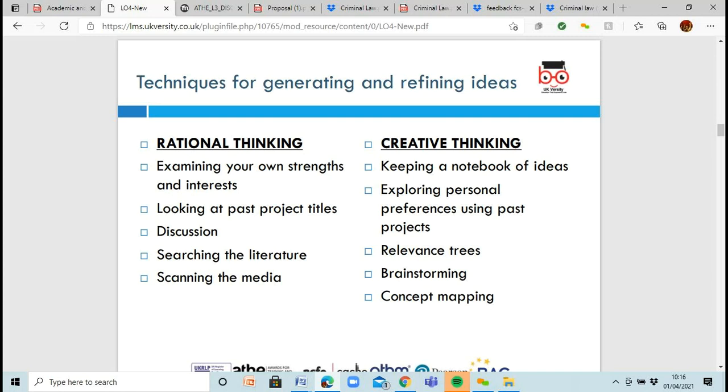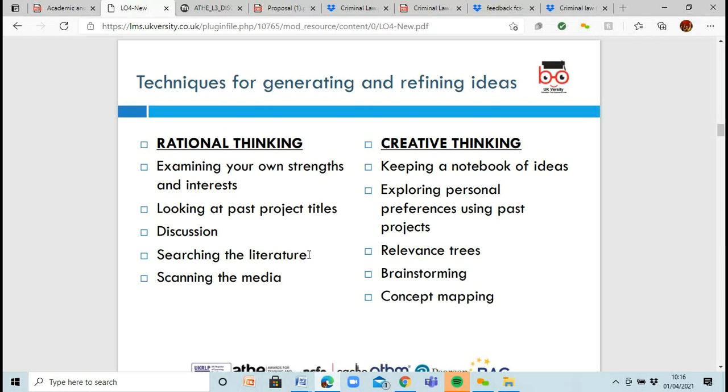So look at past project titles. We'll look at some titles in a moment. You can also go on the internet and search things that might have already been researched, that you might just need to say, oh, I can use this information, but I'll put a little bit of extra information in myself as well. Discuss it. See, is it possible for you to put this into a discussion?